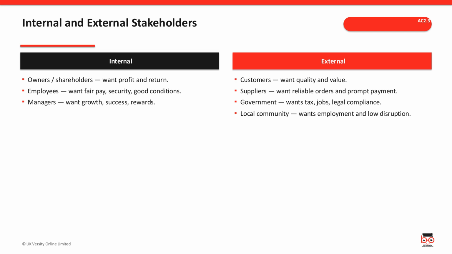Stakeholders split neatly into two groups. Internally, you've got the owners or shareholders wanting a return, employees wanting fair pay and security, and managers chasing growth and success. Externally, there are customers after quality and value, suppliers wanting reliable orders and prompt payment, the government looking for tax and jobs, and the local community hoping for employment without too much disruption. Each group is pulling the business in a slightly different direction.